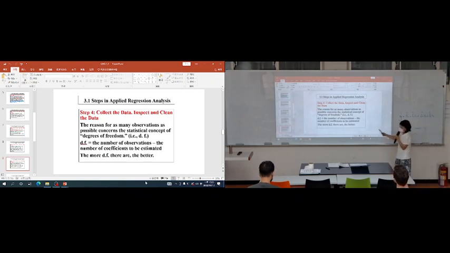This concept, you have to know that, okay? The reason for wanting many observations is that if I can collect 120, then my degrees of freedom becomes 116. So it's 20 observations more, since I have the same number of estimates, right? So the more data, the more degrees of freedom.